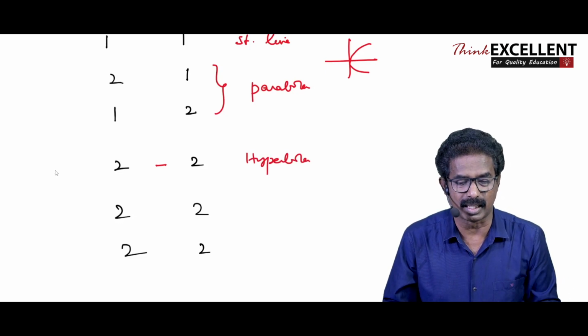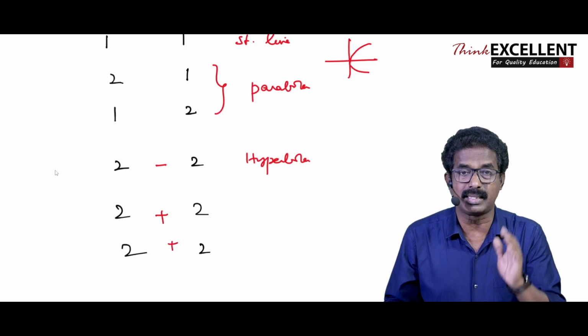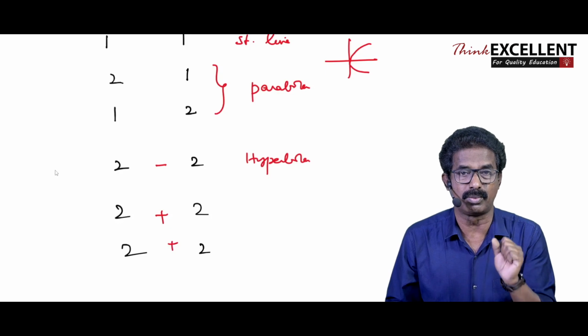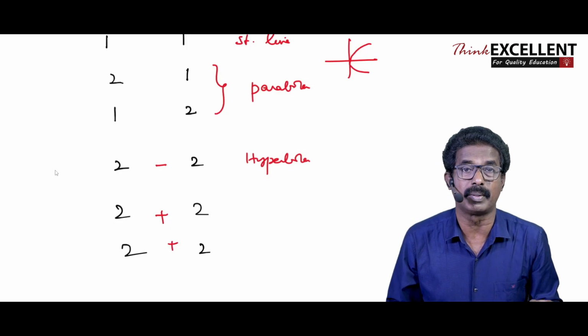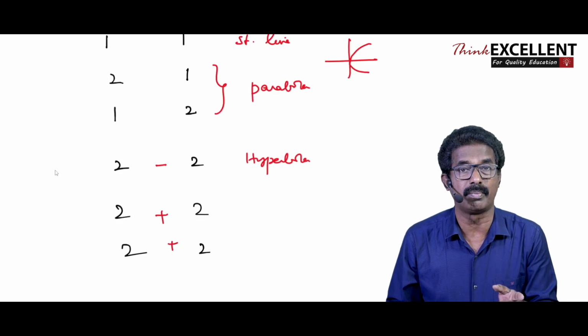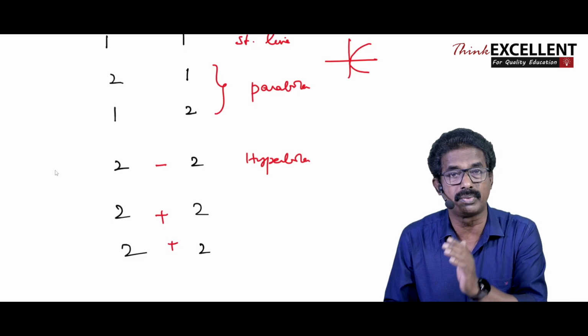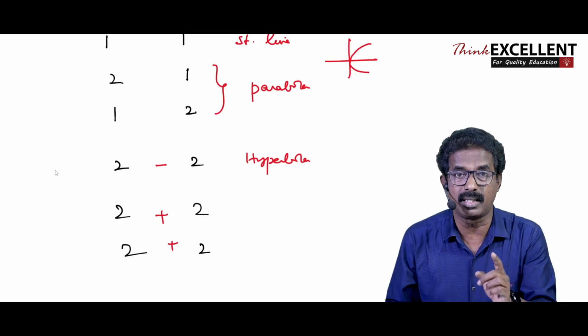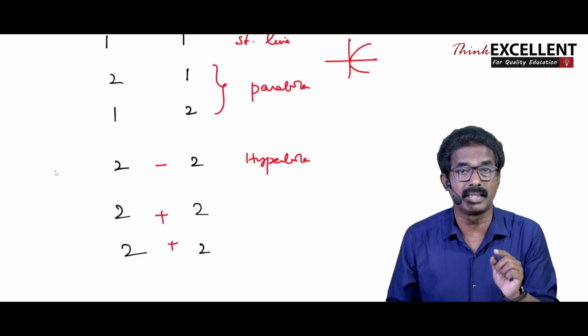x degree 2, y degree 2, and in between there is a plus. That is, x square term, y square term, and in between a plus. Then it may represent a circle or it may represent an ellipse. How do we identify that? You see the coefficient. If the x square coefficient and y square coefficient are the same, it represents a circle. If the x square coefficient and y square coefficient are different, then it represents an ellipse.